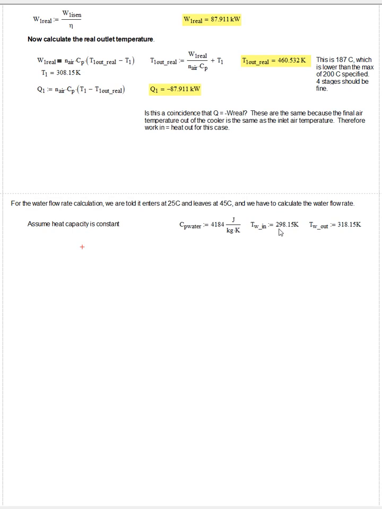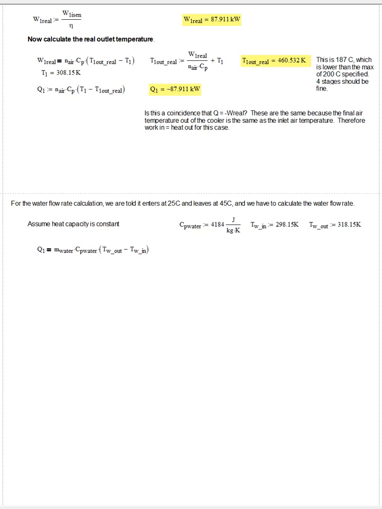The temperature of the water coming into our intercooler is 298 Kelvin, 25 degrees C, and we're told that the temperature leaving our intercooler is 318 Kelvin or 45 degrees C. And so we set up an energy balance for our water on the water side. The heat lost by the gas equals the heat gained by the water. You'll do a lot more calculations like this when you do heat exchangers, but this is a simple heat exchanger calculation where we are assuming that there's no heat lost to the surroundings, that all the heat that is lost by the gas is gained by the water.